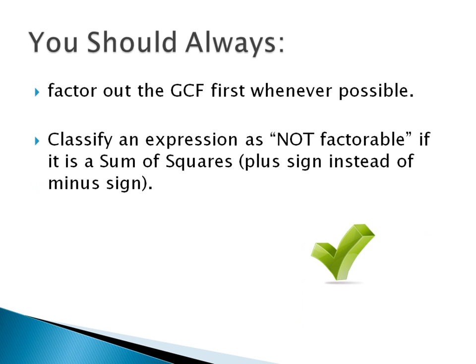You should always factor out the GCF first. So if you see that there's a common factor among the binomial, you need to factor it out first before you do anything. And you should always classify an expression as not factorable if it is a sum of squares. Sum refers to addition or the plus sign. So the sum of squares is not factorable, but the difference of squares is.